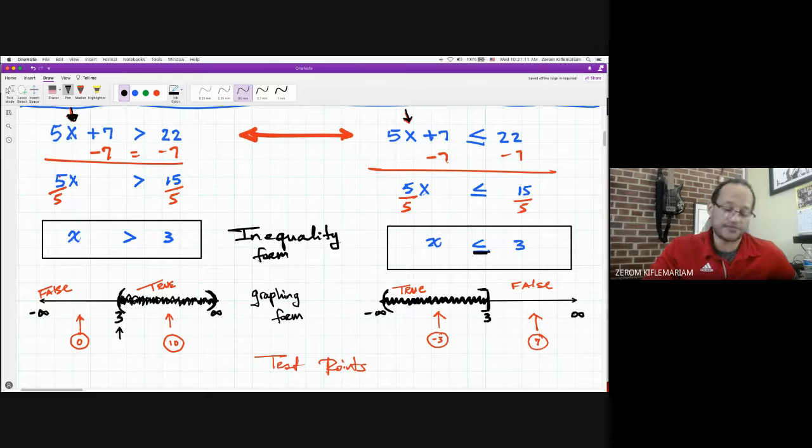5 times 3 is 15. 15 plus 7 is 22. Is 22 greater than 22? That is false. It's not greater, it is equal. Because of that, parentheses mean get closer to the answer, but do not use that answer.